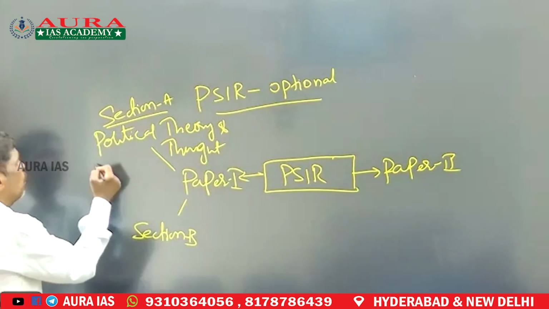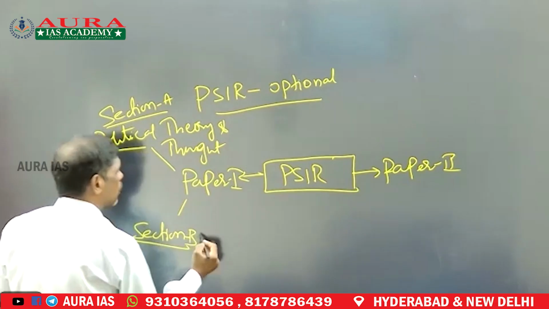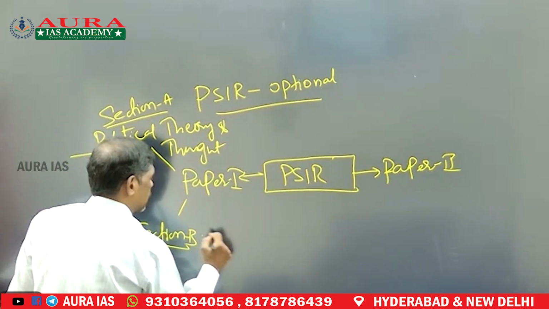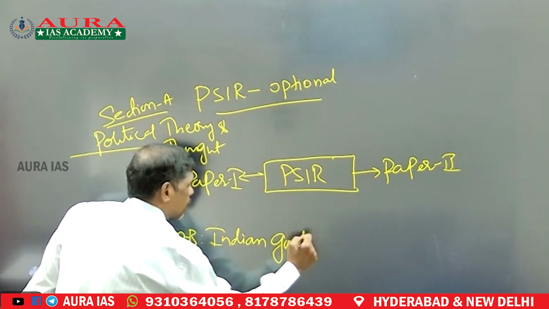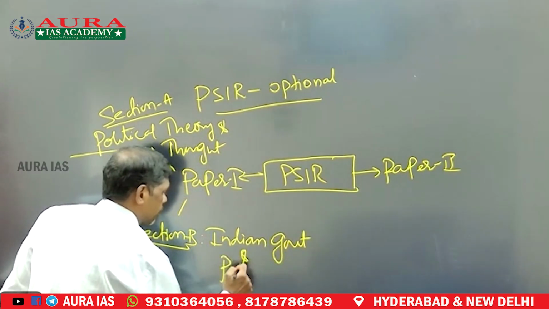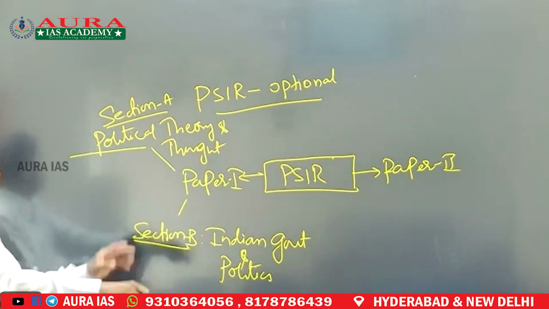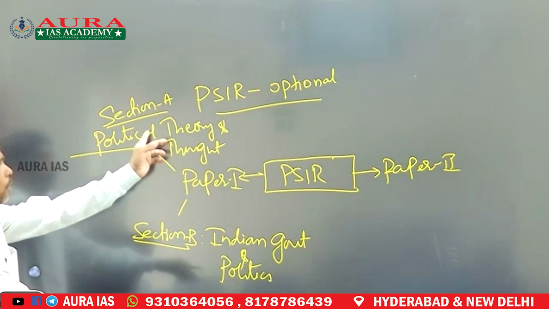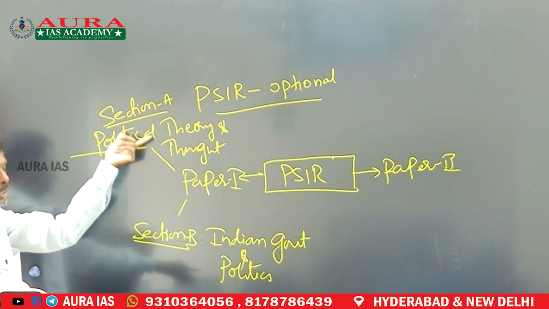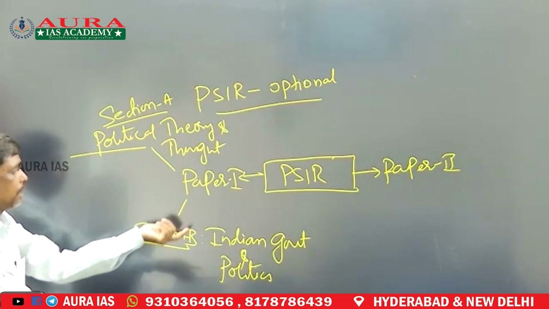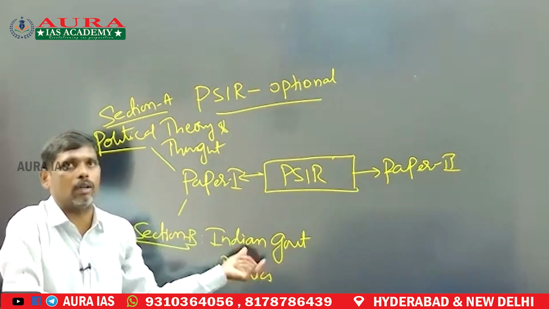All right. So if you look at the topics, section B deals with Indian government and politics. So these are the two sections in paper 1. Political theory and political thought is part of section A, or part 1. Coming to part 2, that is section B, it is Indian government and politics.